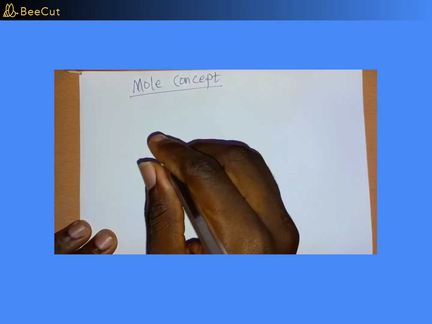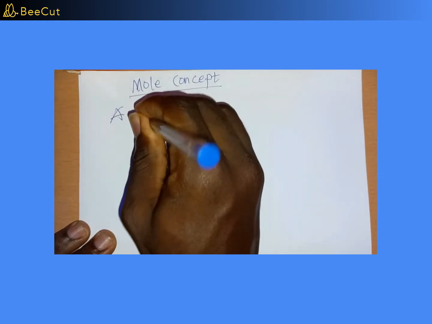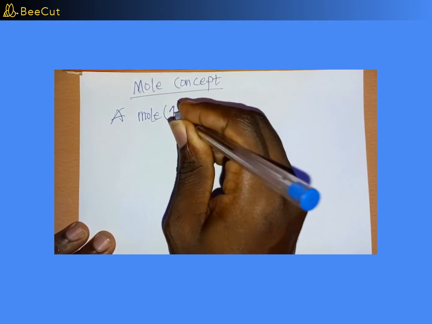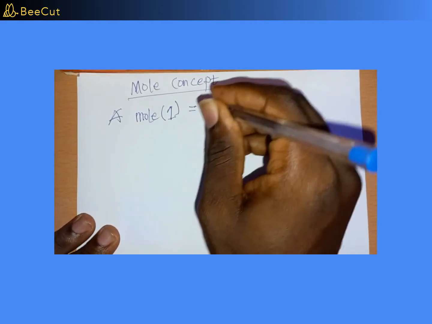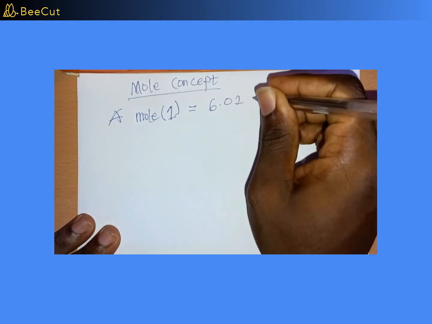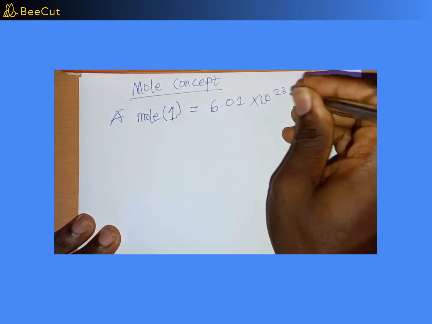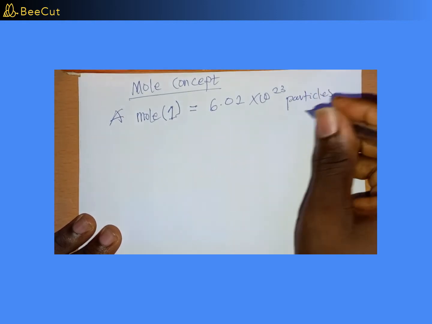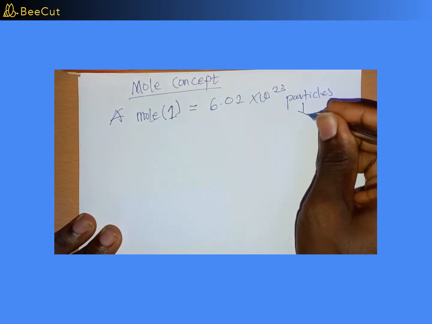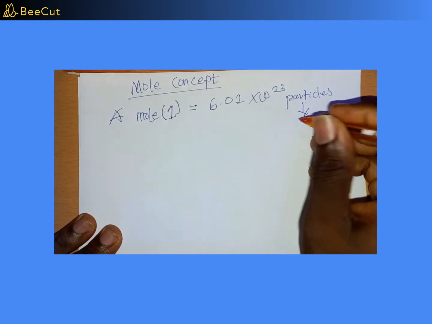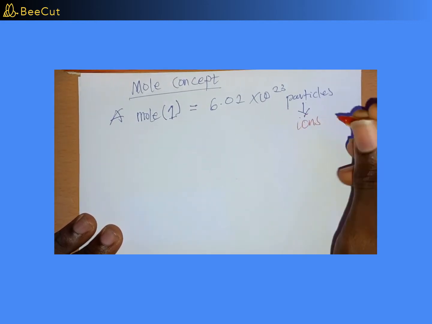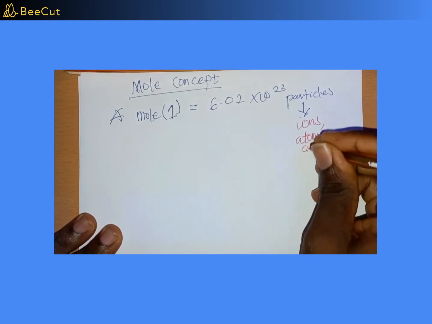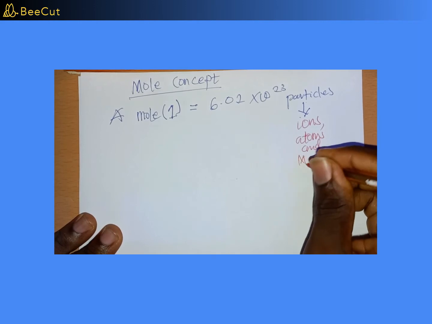So when we say a mole, it means that 1 mole is equivalent to 6.02 times 10 exponent 23 particles. These particles can be ions, atoms, as well as molecules.